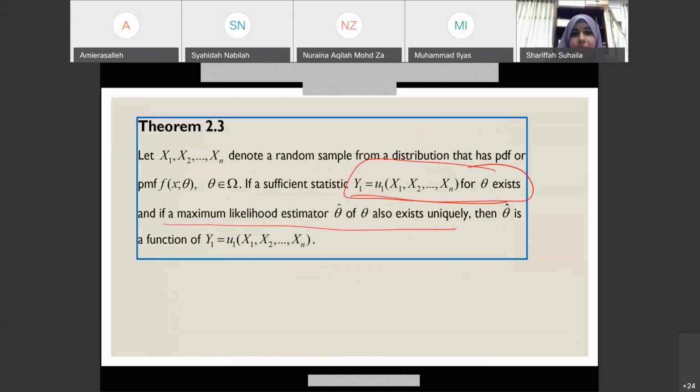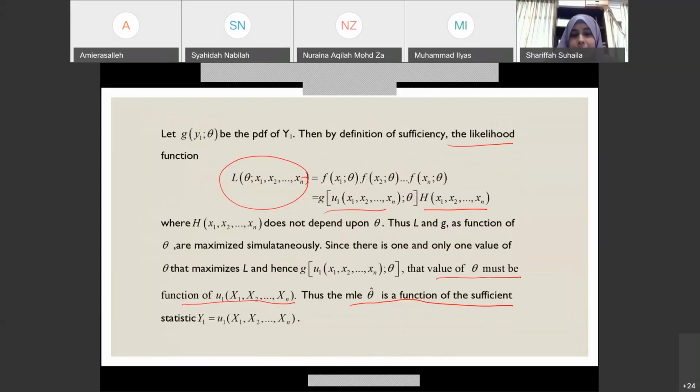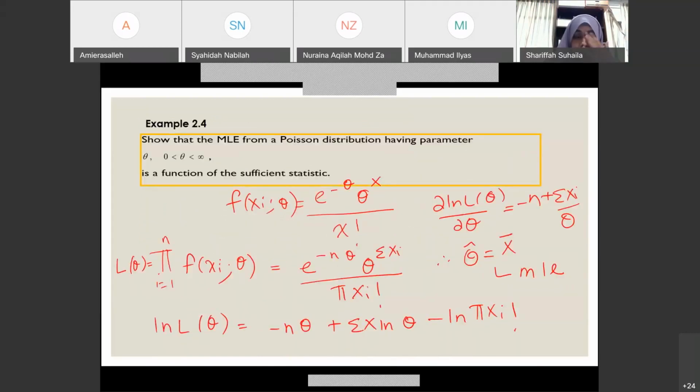So then it comes to theorem 2.3. If a sufficient statistic Y1 for theta exists and the maximum likelihood estimator theta hat of theta also exists, then theta hat is a function of the sufficient statistic. Okay, so we have proven this because the likelihood function L and g as functions of theta are maximized simultaneously. Okay, so again, you have this one.